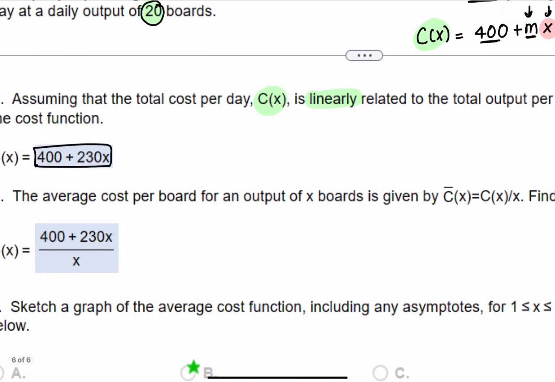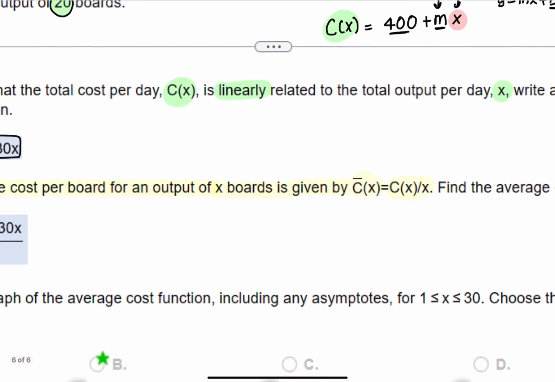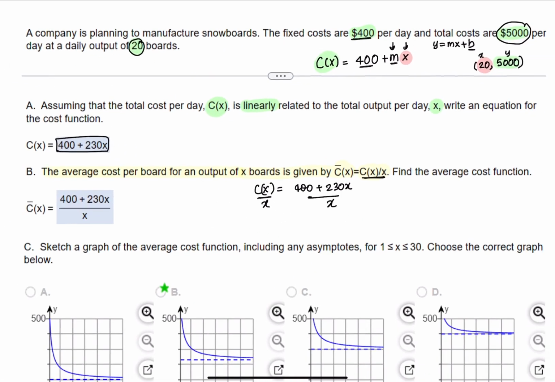Now what they're asking me, they said, the average cost per board for an output of x boards is given by C of x over x. Oh, that's very simple. I already know what my C of x is, which is 400 plus 230x. Now all I have to do is divide by x and divide by x. Bingo. There you have it. Now what they're asking me is to sketch the graph of this function.